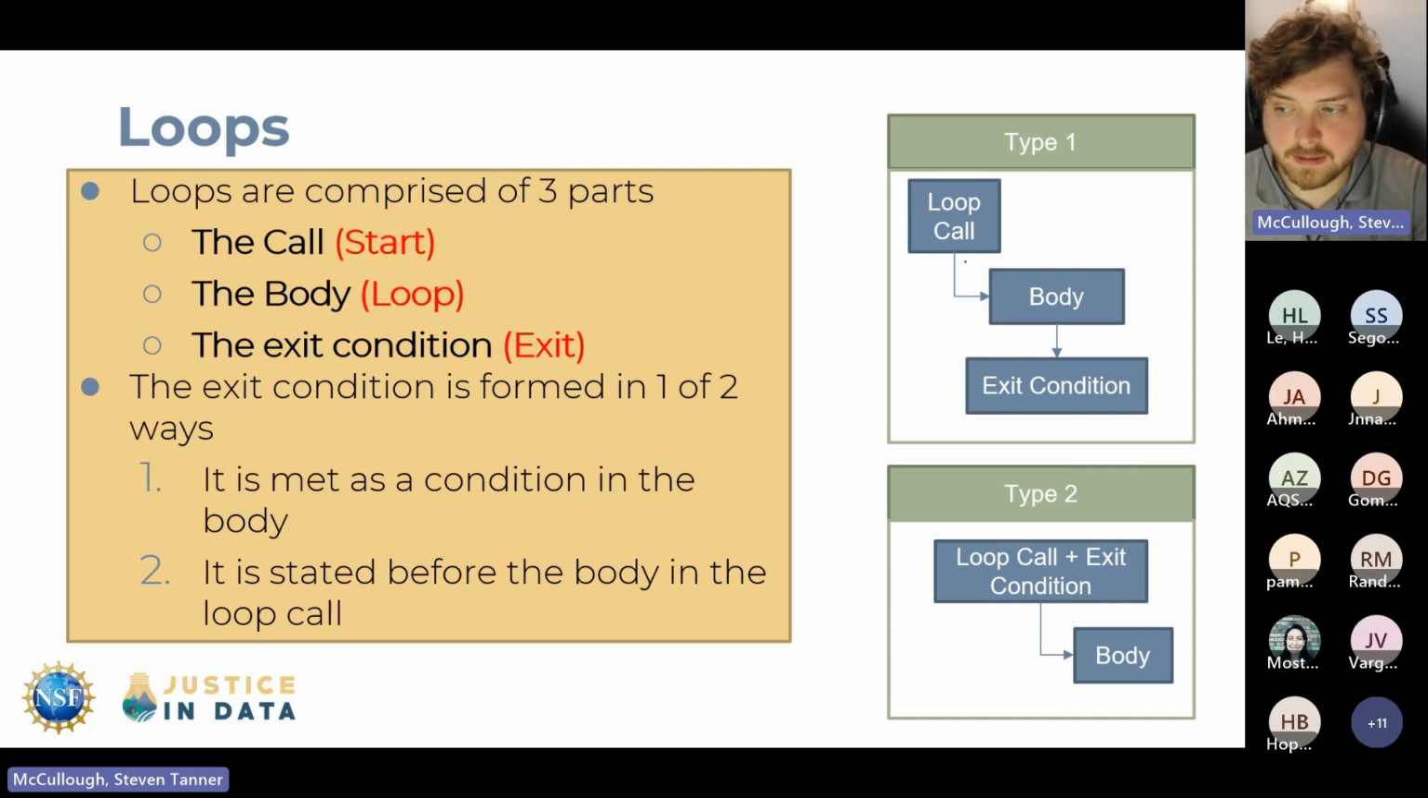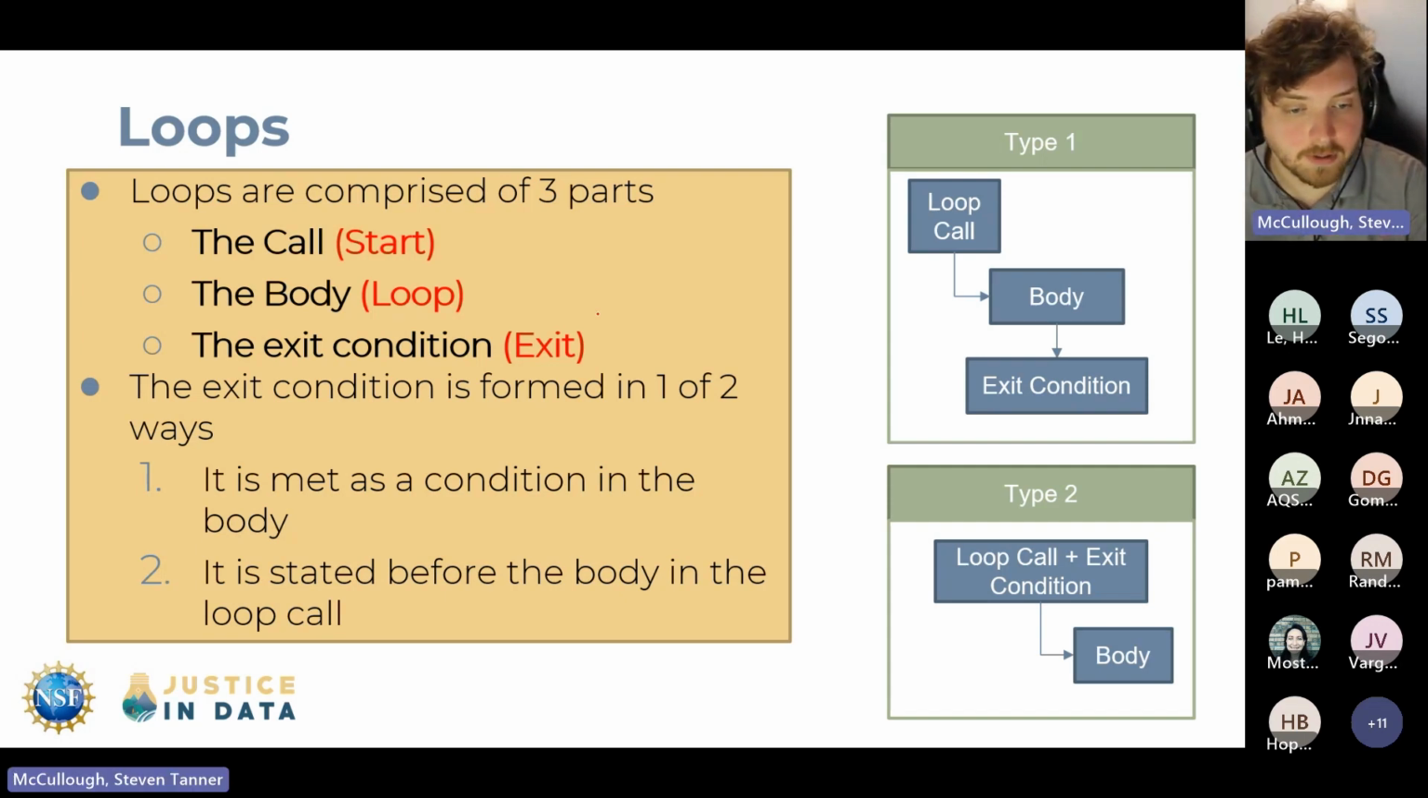Then you have the body. This is what's indented over. And this is the code that you want to actually run. And then you have the exit condition. And the exit condition for this means, how does that loop know when to stop? So for loops, like I mentioned, they are called for loops.